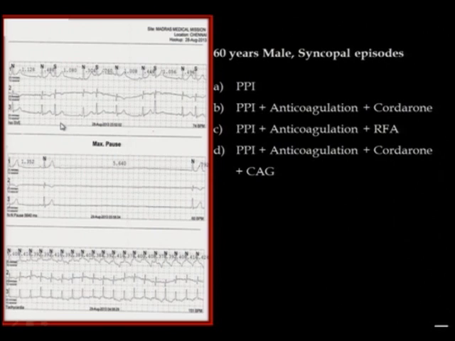And you have another strip of the same patient taken at a different time where there are narrow QRS premature beats, and looking closely, it looks like premature atrial contractions. So you're dealing with a tachy-brady patient who has syncopal episodes. What are we doing here? Just do a pacemaker, or anticoagulation with the pacemaker and amiodarone, or radiofrequency ablation.